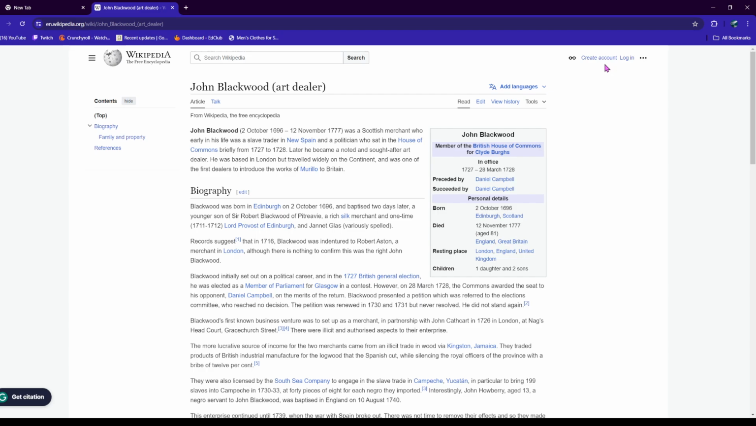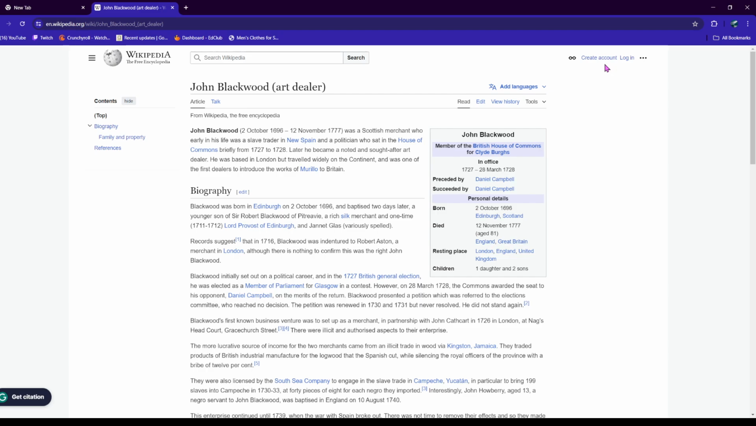Biography. Blackwood was born in Edinburgh on October 2nd, 1696, and baptized 2 days later. A young son of Sir Robert Blackwood of Petravia, a rich silk merchant, and one time, 1711 through 1712, Lord Provost of Edinburgh. Records suggest that in 1716, Blackwood was indentured to Robert Aston, a merchant in London, although there is nothing to confirm that this is the right John Blackwood.